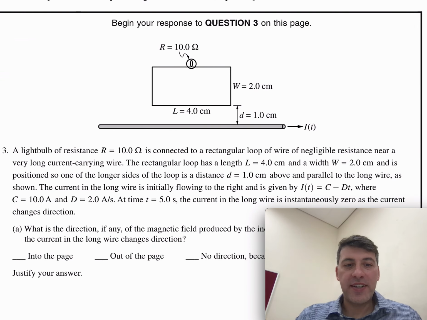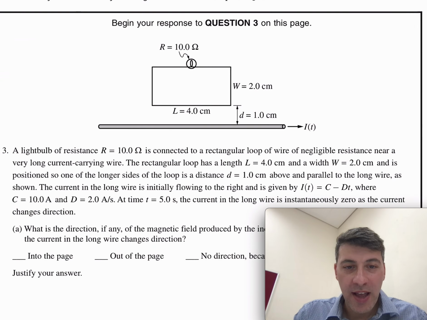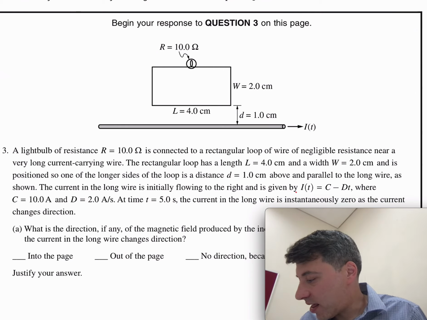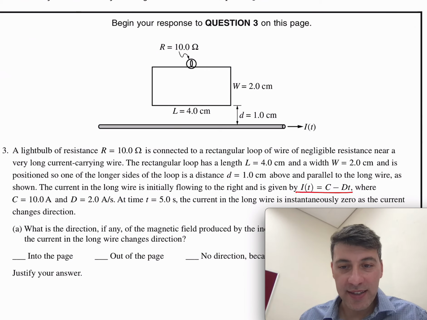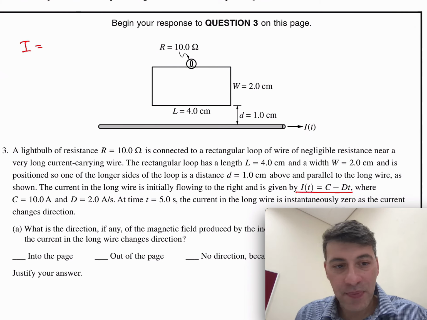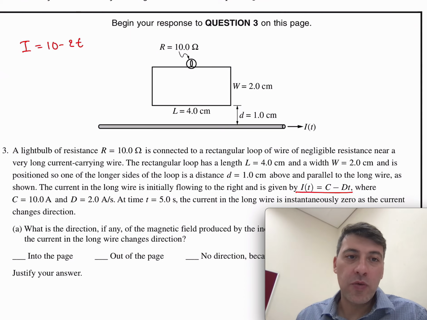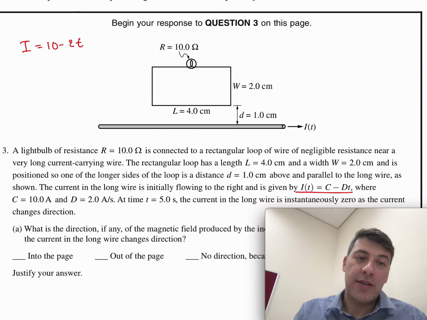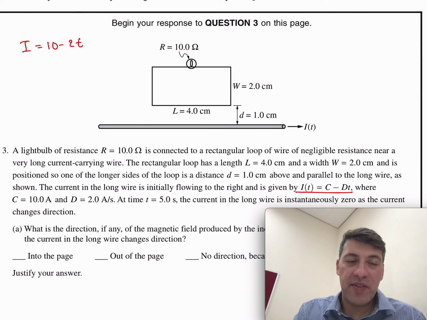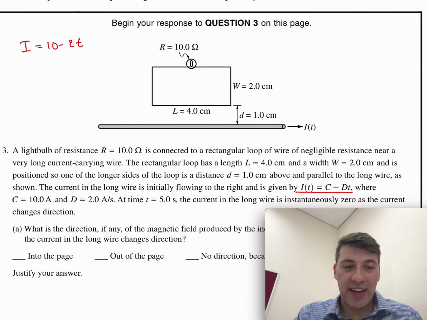a light bulb of resistance 10 ohms, connected, as we can see on the diagram, to a rectangular loop with length and width that are given, and a wire below the loop. It is given that the wire has a variable current, 10 minus 2t, where the constants are given. So with time the value of the current decreases, and at some stage it will become 0, and then it will be reversed and increase in the opposite direction.